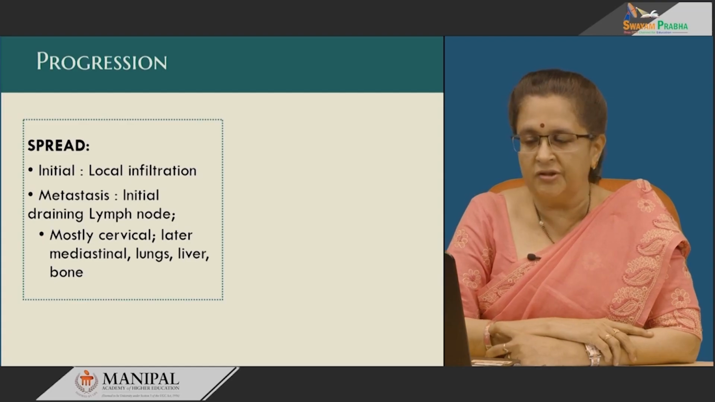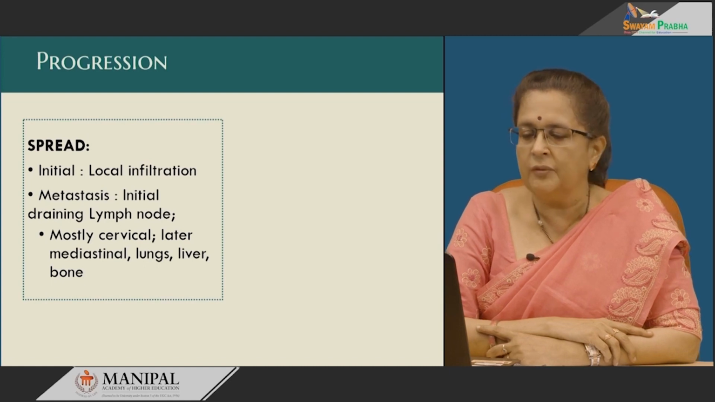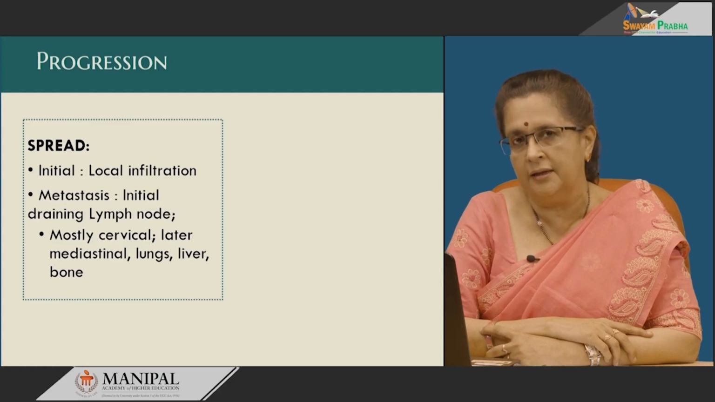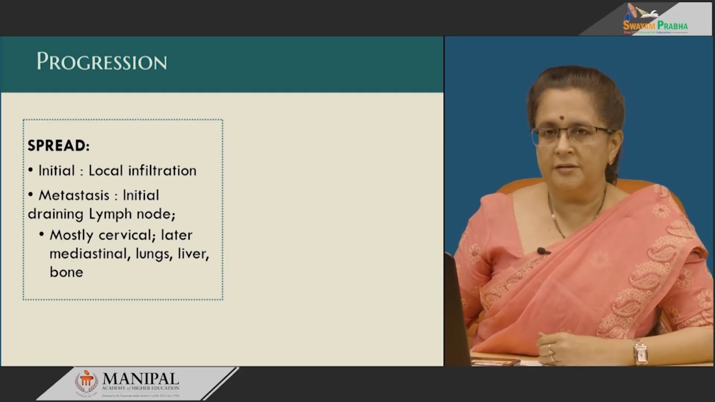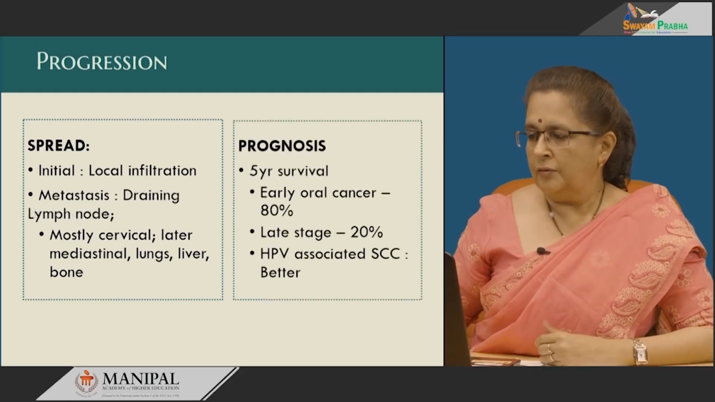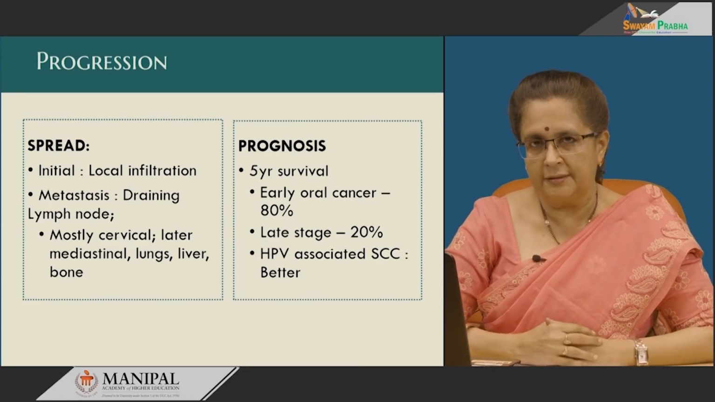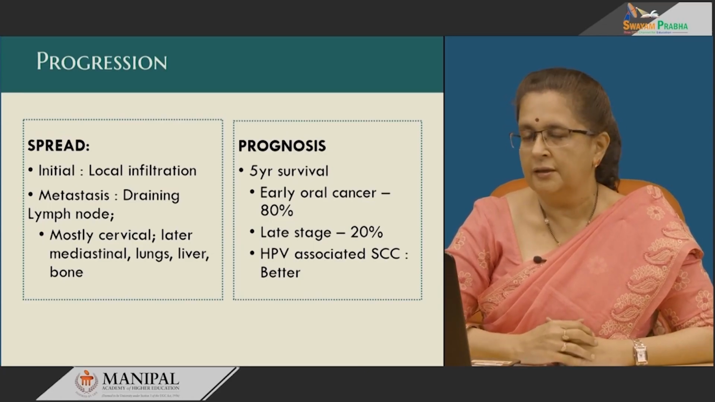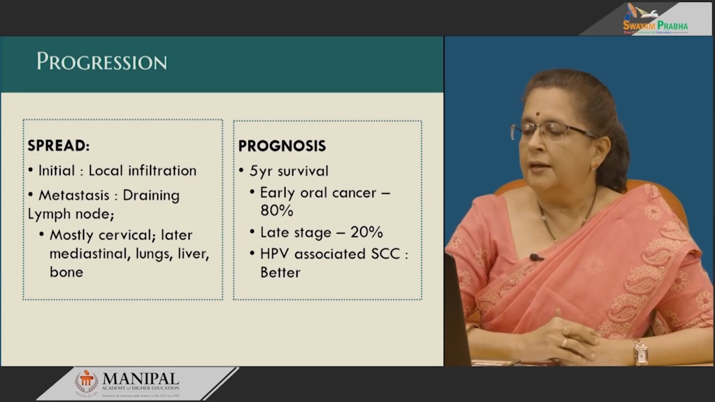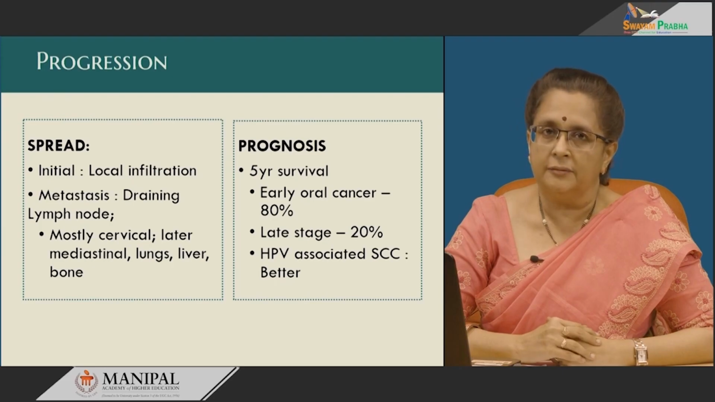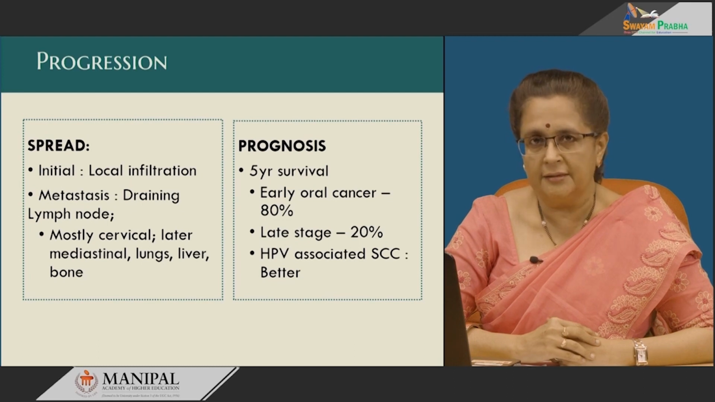So, what happens to this squamous cell carcinoma? Initially there is local infiltration, after that there is metastasis to the draining lymph node, then subsequently followed by the other lymph nodes. Hematological metastasis can occur to the lungs, liver and bones. So, what is the prognosis of this tumor? Prognosis wise it depends on whether it is HPV associated or not, with HPV associated squamous cell carcinoma having a much better prognosis. The 5-year survival of these tumors in early oral carcinoma is 80%, in late stage it is 20%.